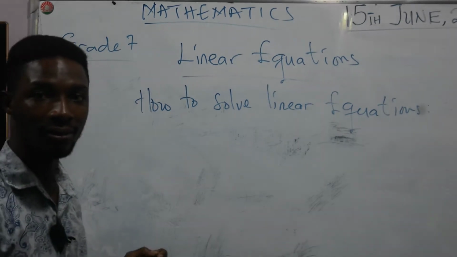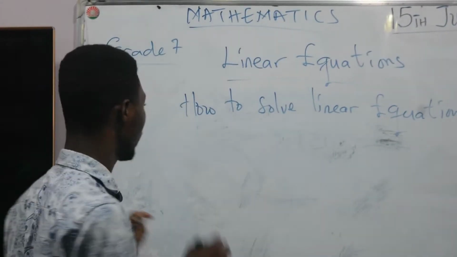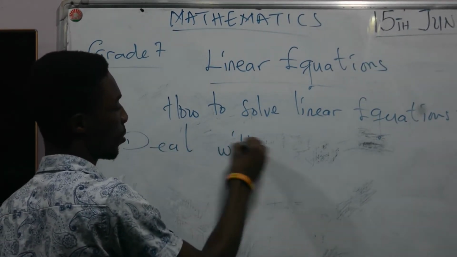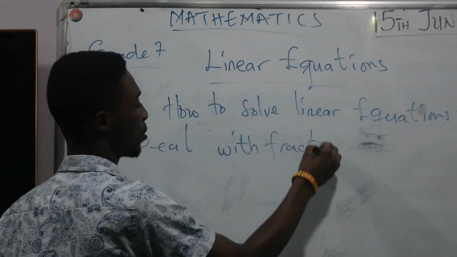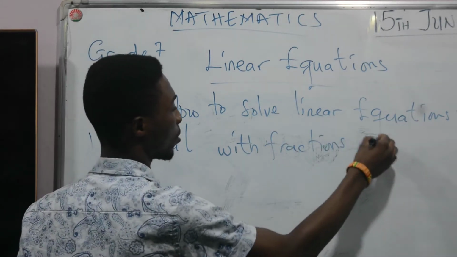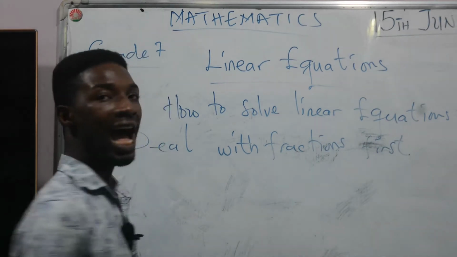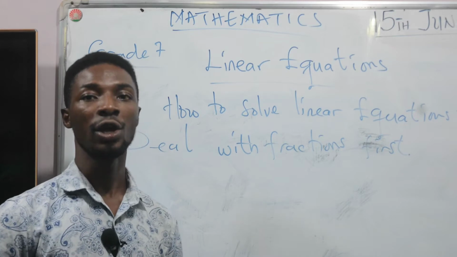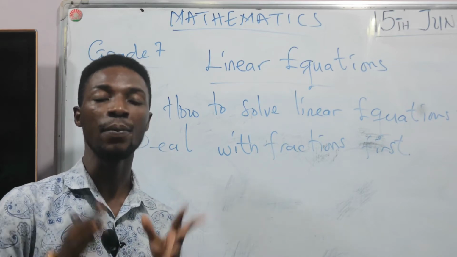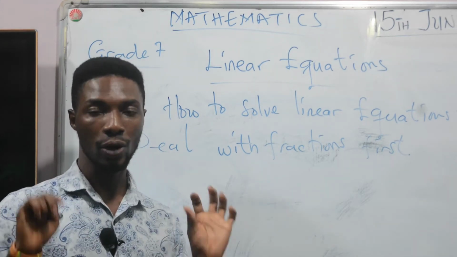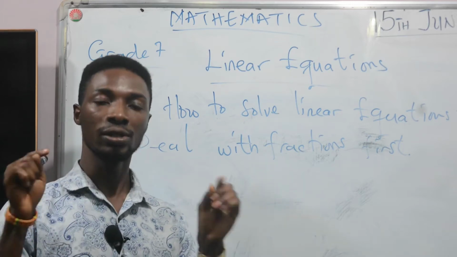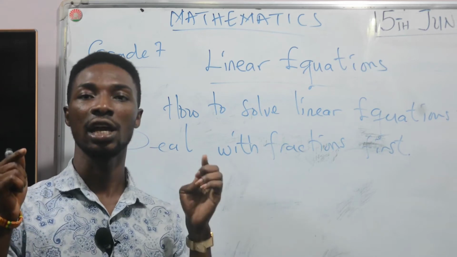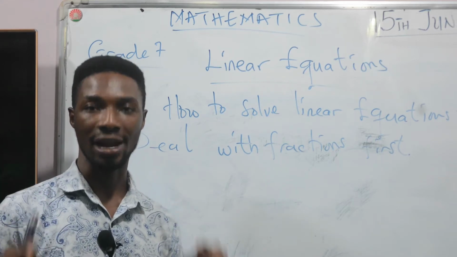Number 1, deal with fractions first. How do you deal with fractions first? If there is any mixed fraction in the equation, you have to convert that fraction into an improper fraction. So when you get the equation, go through it to see if there is any mixed fraction. Then you have to change that mixed fraction to an improper fraction.